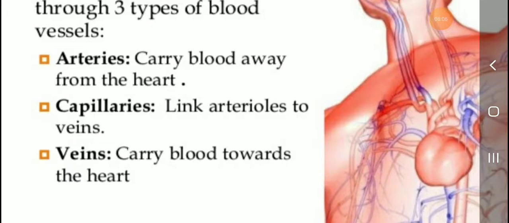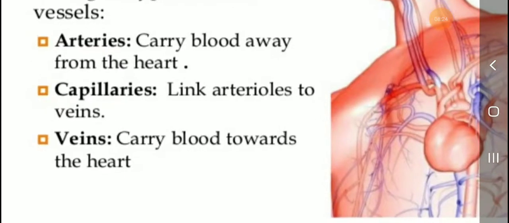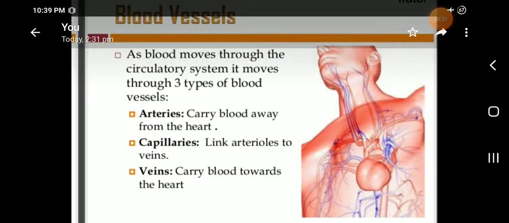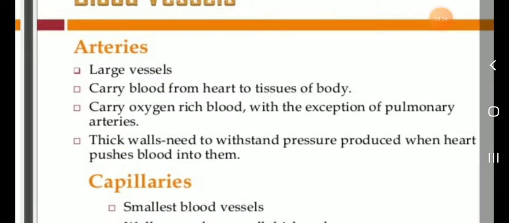First, arteries. What is the main function of arteries? Carry blood away from the heart. Then capillaries. Capillaries link arterioles to the vein. And then veins. Carry blood towards the heart. That's all.